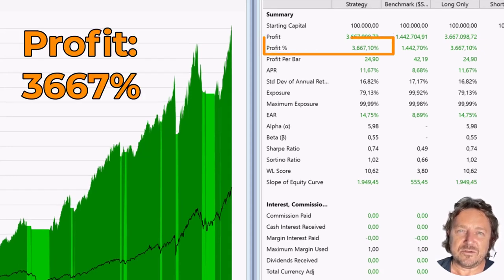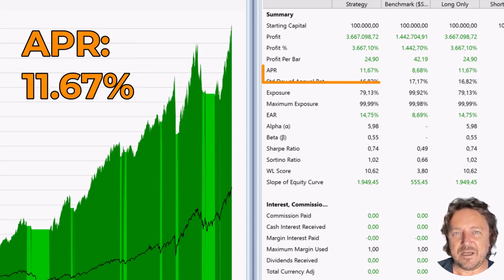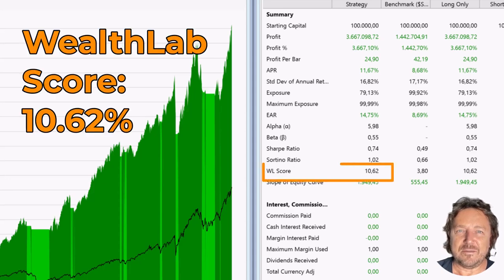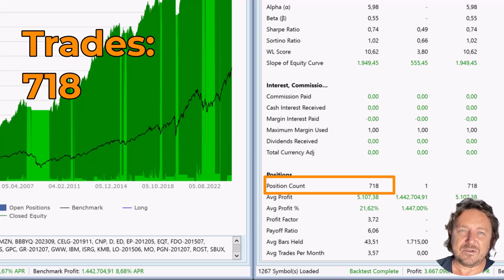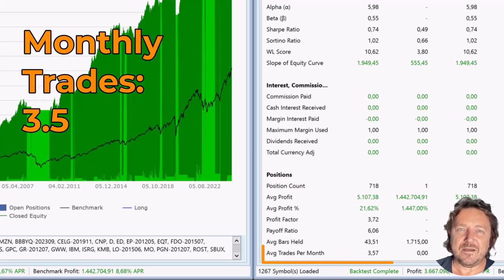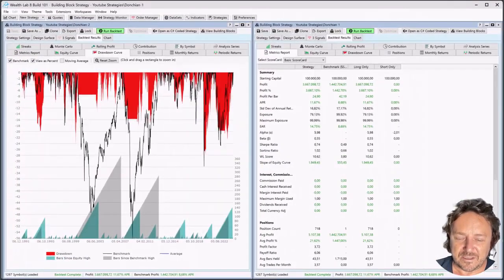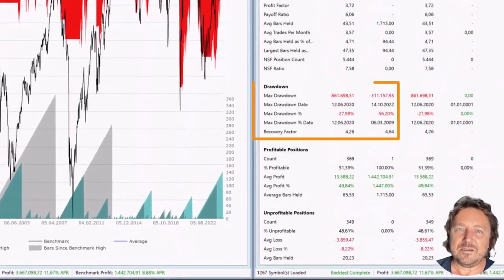The profit was 3,667%. The APR was 11.67% and the WealthLab score 10.62. We had 718 trades in 35 years and 3.5 trades per month. Before I get to the rules, let's have a look at the drawdown.